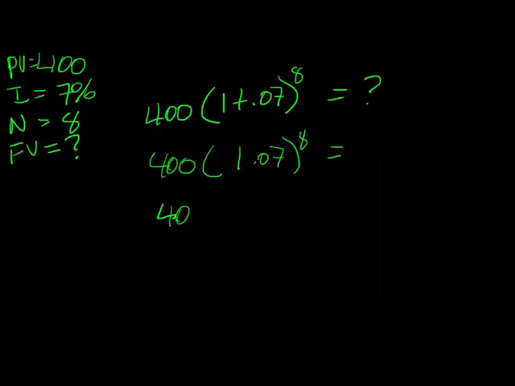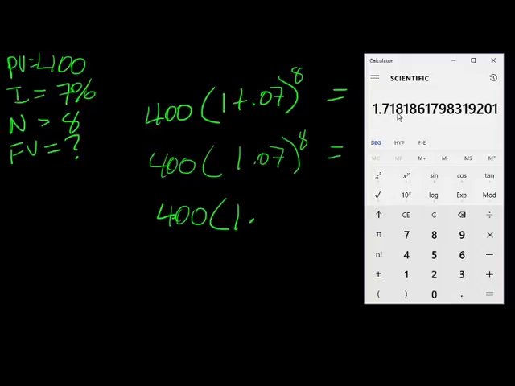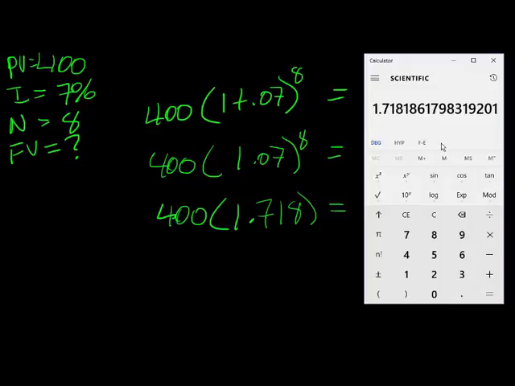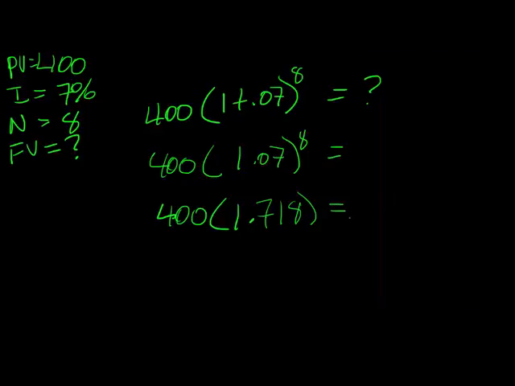So this is 400 times 1.718. 1.718 times my 400 equals 687.27. So this is 687.27.